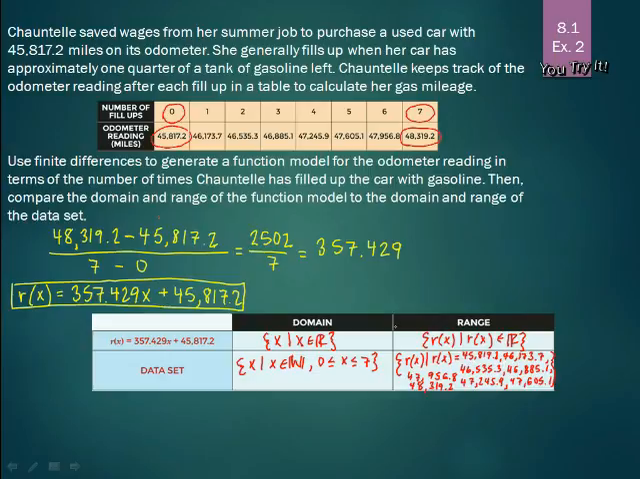Just notice that our function model would be very inaccurate if you didn't consider the domain of the actual data set, because the function model includes every single number in the real number set, negative, positive, decimal. It's really important to realize that there are some definite restrictions here. And so let's go ahead and summarize our answer.